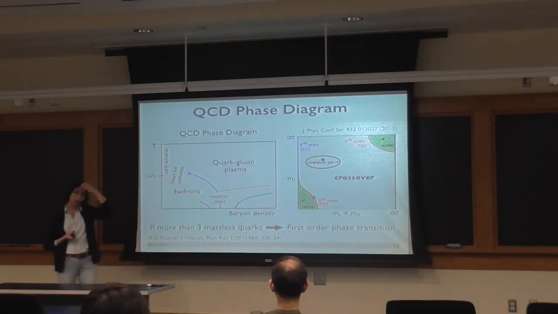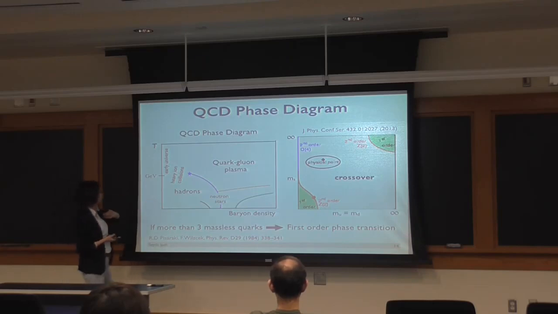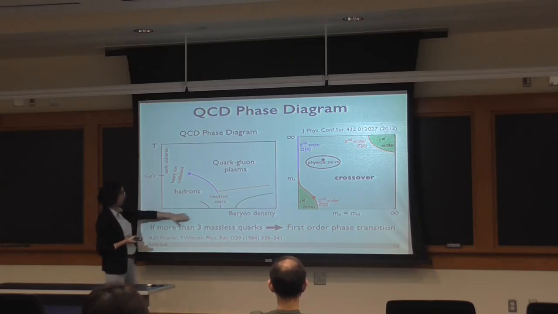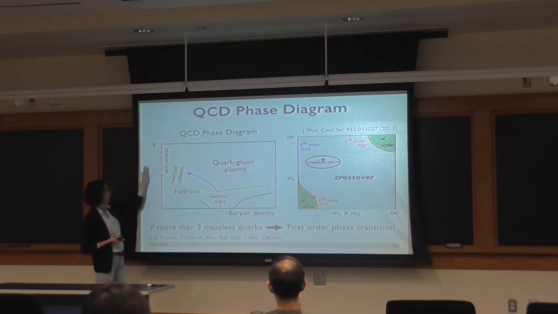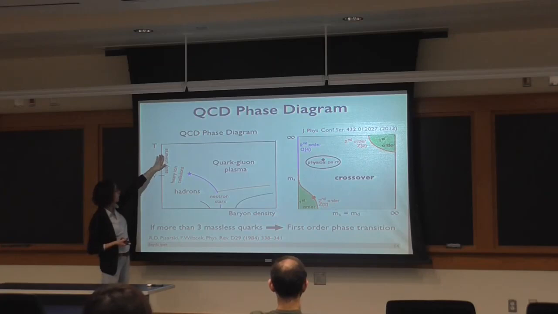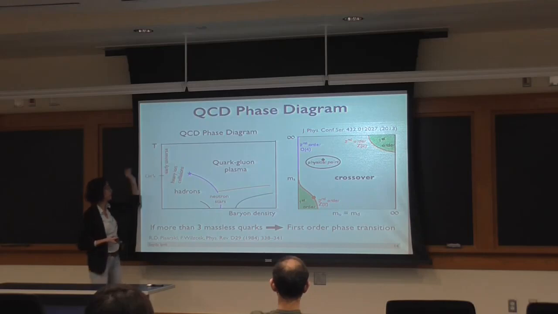QCD actually has many more phases. This is the phase diagram for baryon density versus temperature. In the very early universe, the temperature is very high, so the quarks and gluons are not bound into protons. They are in a state called quark-gluon plasma. As the temperature becomes smaller, they bind into hadrons, into protons and neutrons.